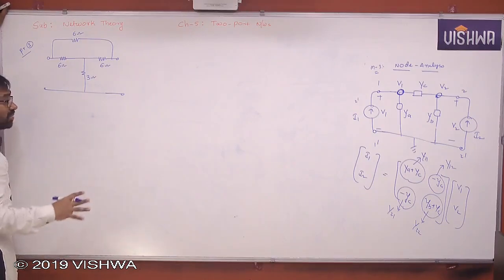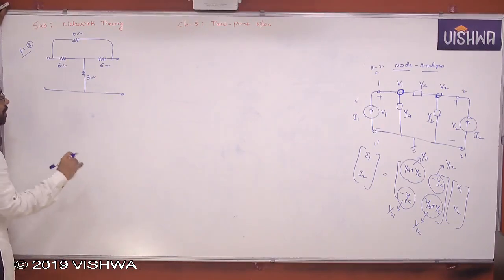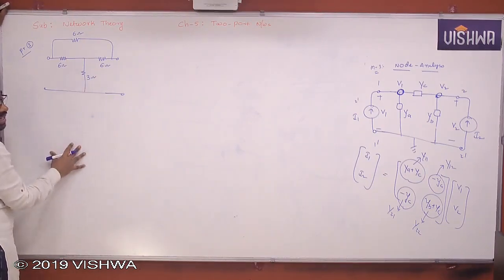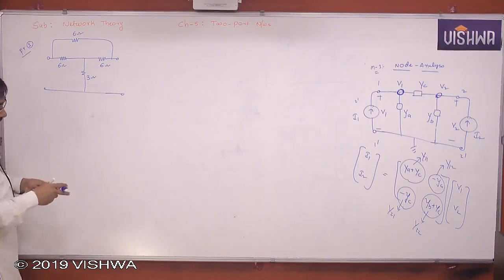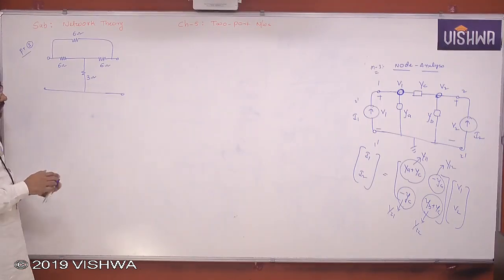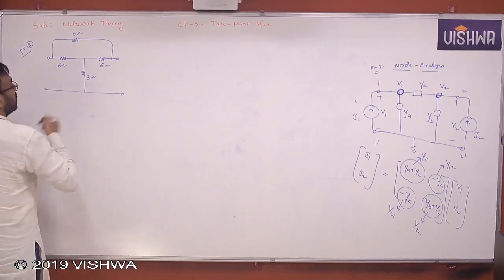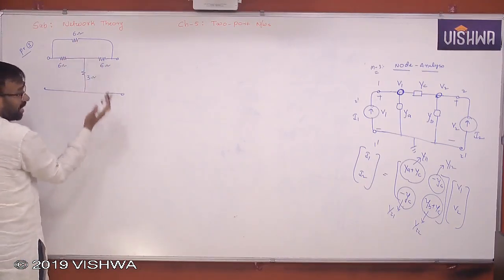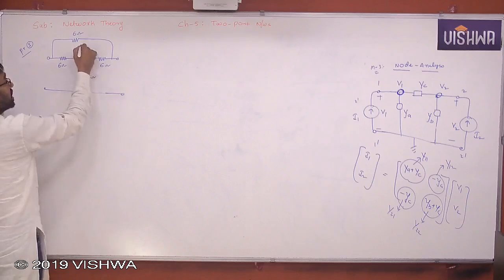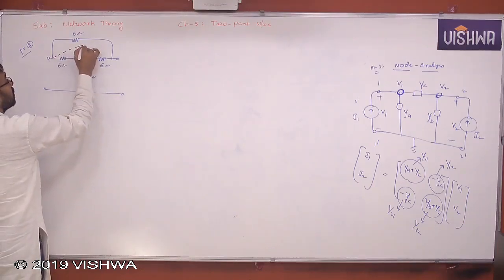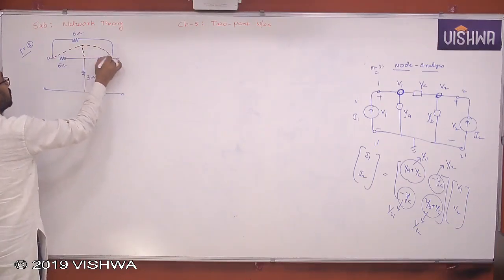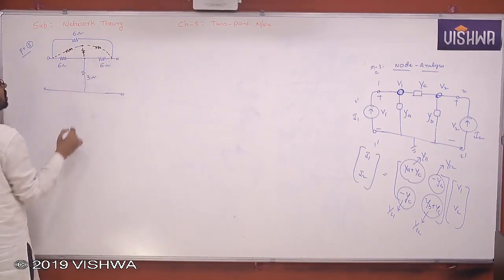Among all these methods, you will definitely get the solution, but I think delta to star is more suitable. If I look at this, this is star, but this is forming delta, yes or no? If I convert this delta into star, look at this.